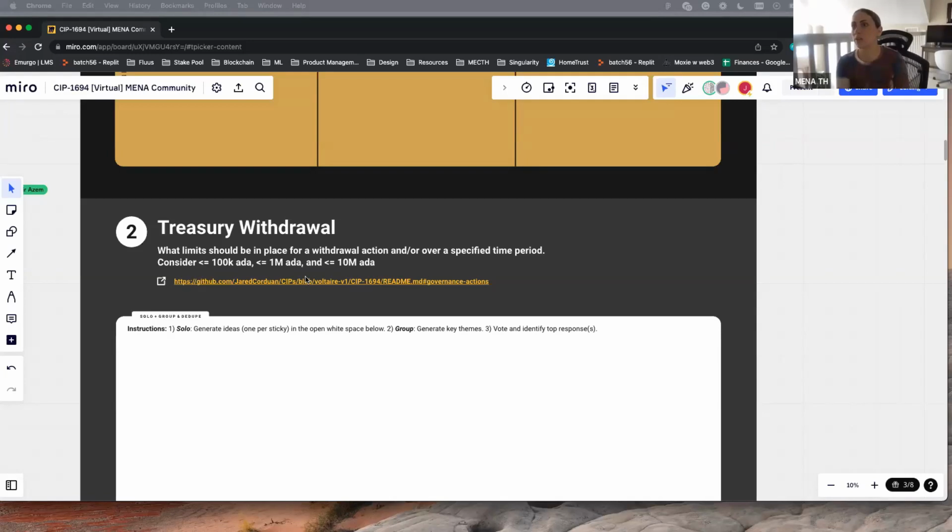Yeah, I agree. It should be a function of what the amount is, and how much is there in the treasury, and the rate at which it's being depleted.